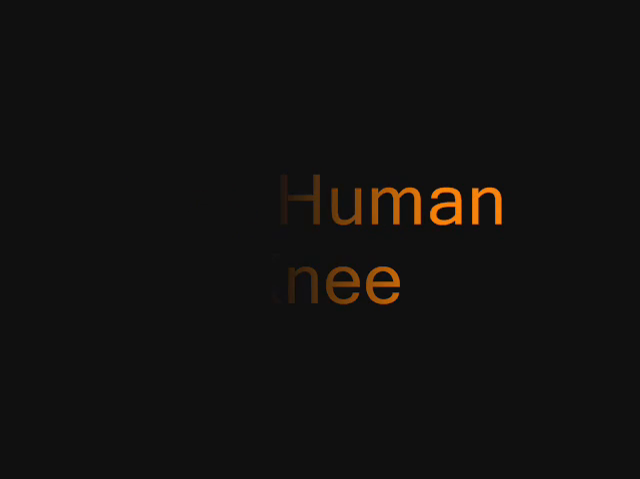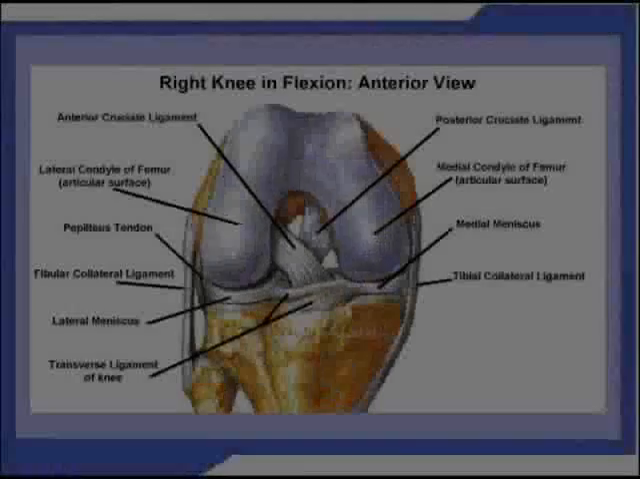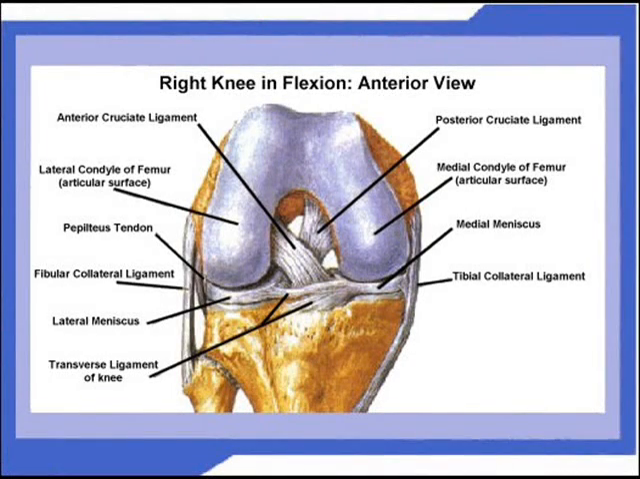The human knee. Stability of the knee. The knee uses a series of bones, muscles, ligaments, tendons, and cartilage to make itself a true masterpiece of evolutionary engineering.